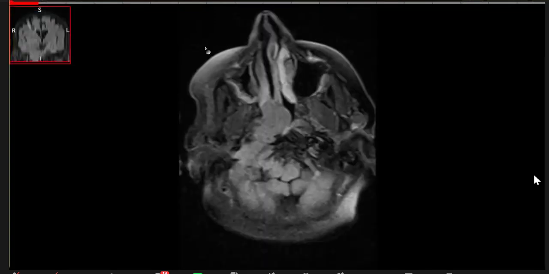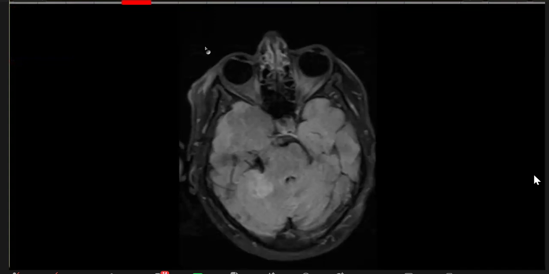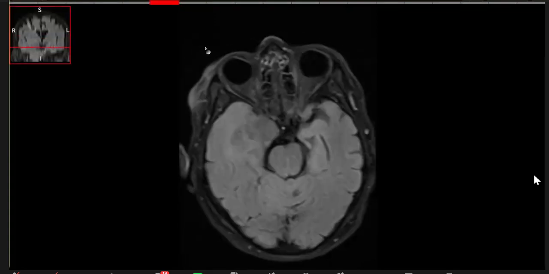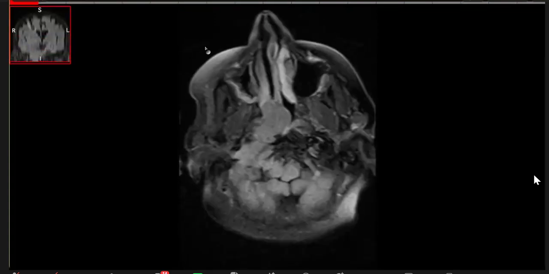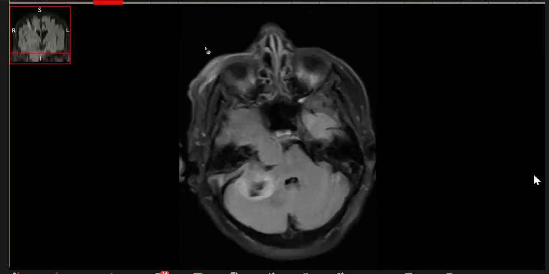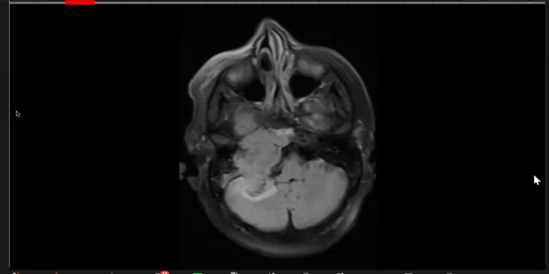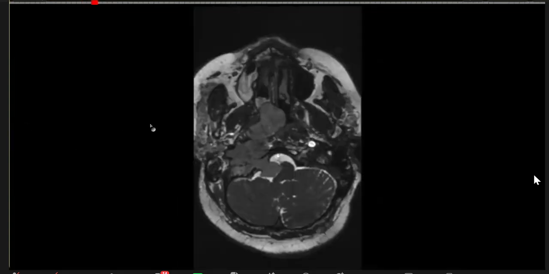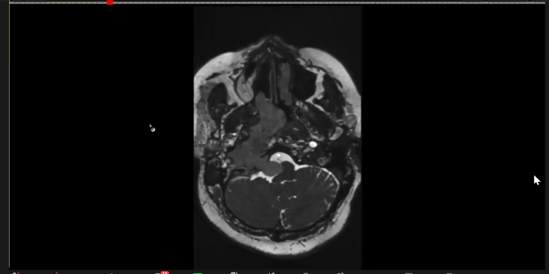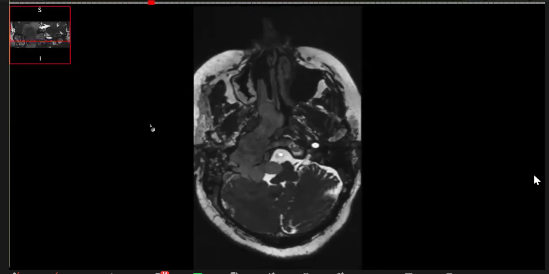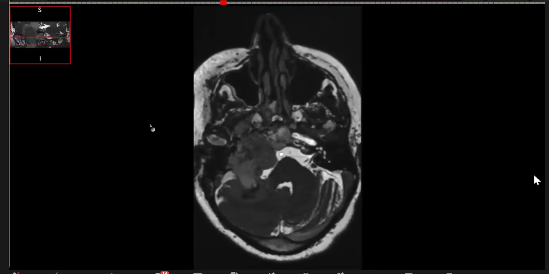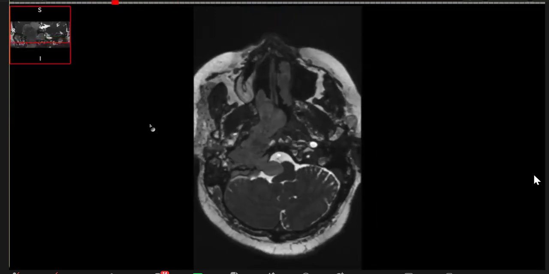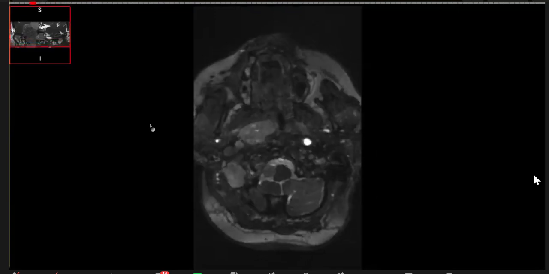I am scrolling for you. Okay, these are FLAIR images. Again, there is an aggressive lesion appearing slightly iso to slightly hypointense, extra-axial on the FLAIR images, with internal areas of low intensity in it. It is also extending into the sphenoid sinus and also into, I think, the nasal cavity. Sorry, in the posterior nasopharynx. It is also extending along the posterior nasopharynx.